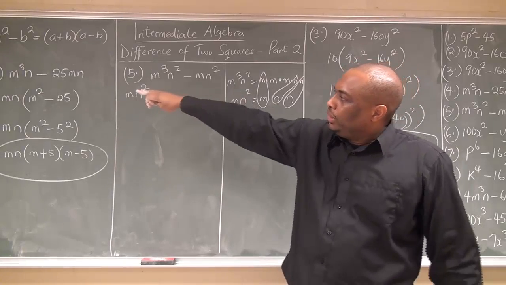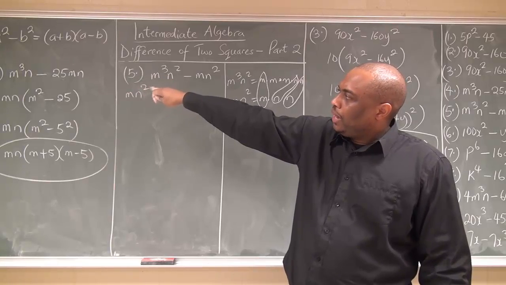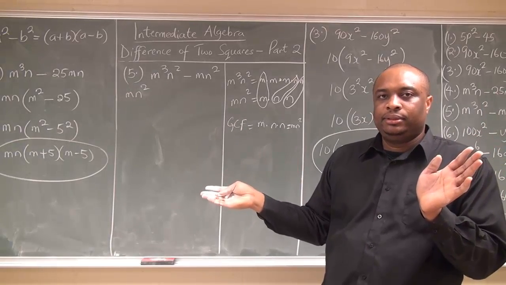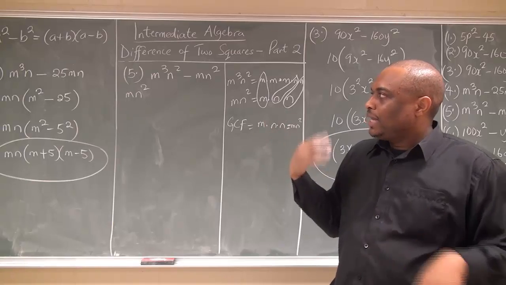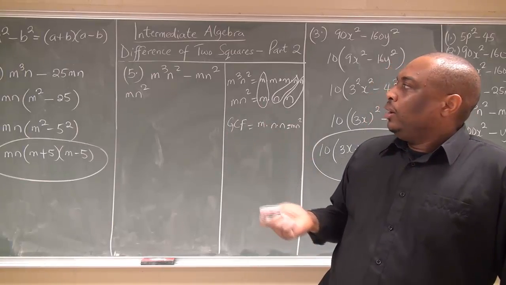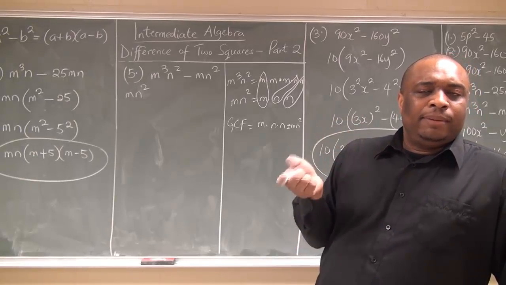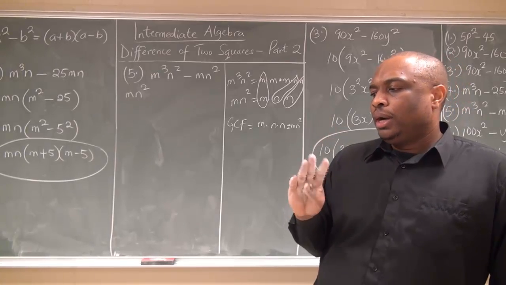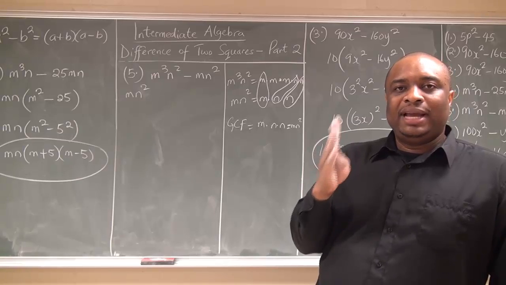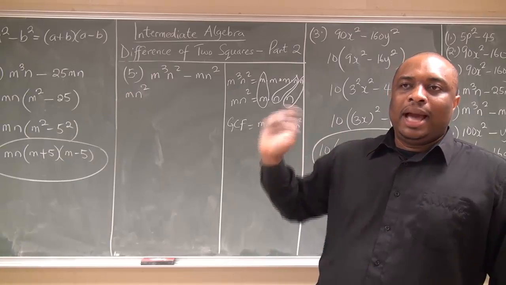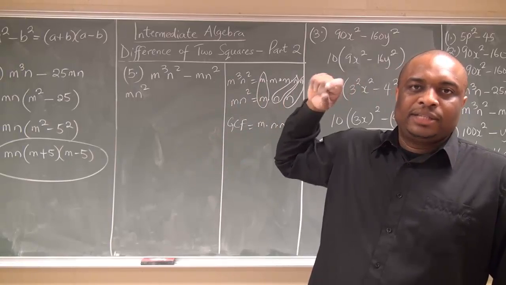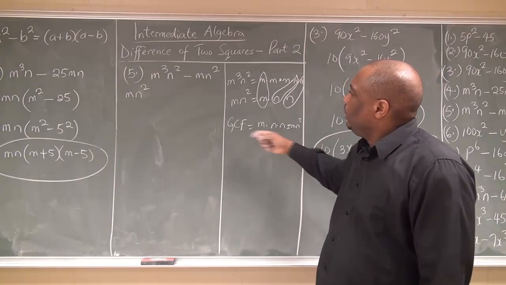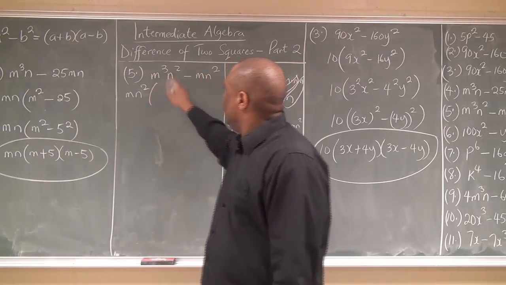Okay, and even with question 4, if you have numbers like 25mn, it means 5 times 5 times m times n. And m cubed n is m times m times m times n. Now for numbers, you want to do prime factorization. What does prime factorization mean? You make sure you find the factors that are prime numbers. I explained that in that video on factors and multiples. Okay, view that video.